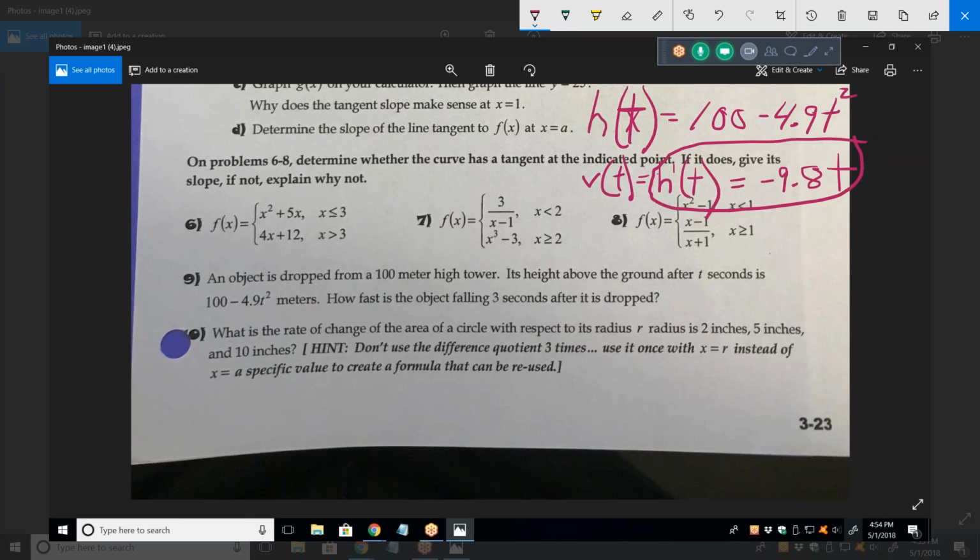So if they want to know how fast the object's falling at 3 seconds, what do we do? 3 times negative 9.8. Correct? Which is what? Minus 29.4. And the reason it's minus is because it's going down. When you talk velocities, velocities are vectors. So not only do they have a number attached to them, a scalar quantity, but they have a direction. And the negative sign tells you it's falling, not rising.